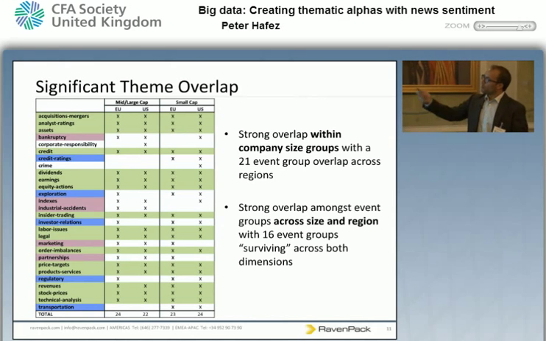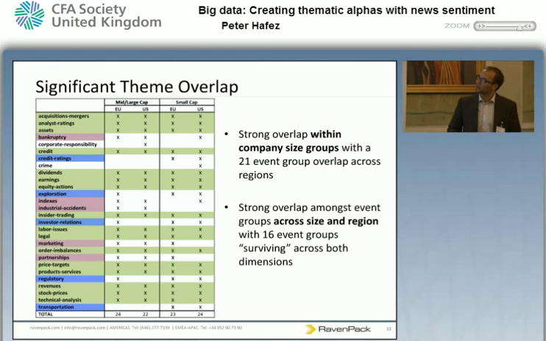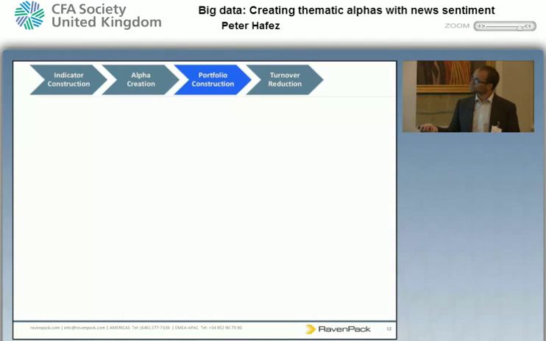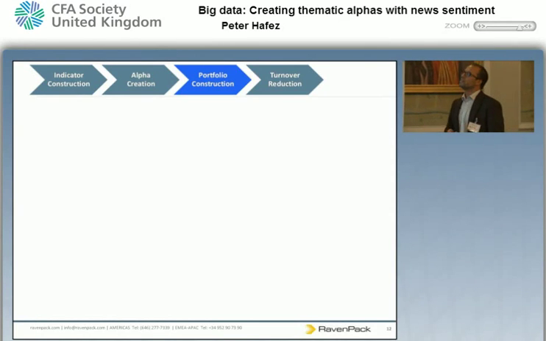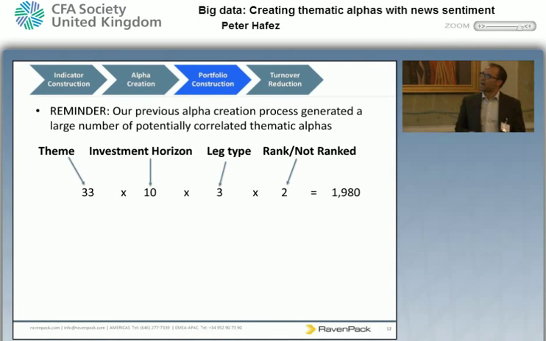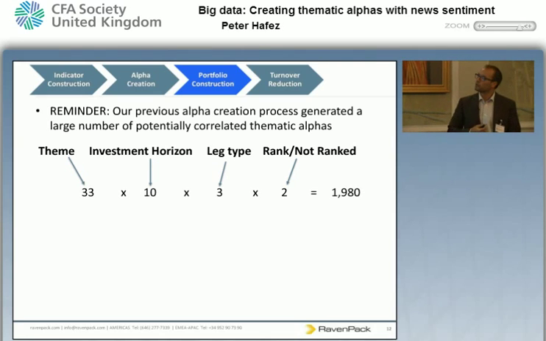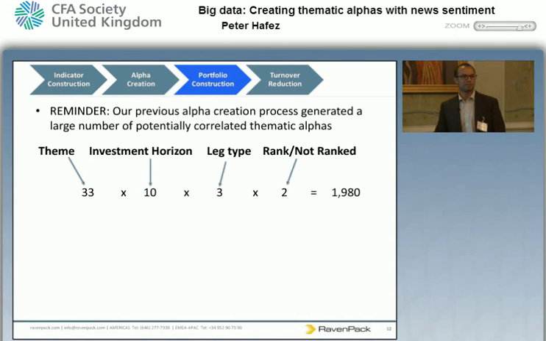So we have covered the robustness of these themes across regions and across size. And that leads us on to the portfolio construction. Just a quick reminder, as part of our alpha strategy generation process, we created a large number of strategies. And these, of course, could potentially be correlated, right? Because we have done multiple versions per theme.